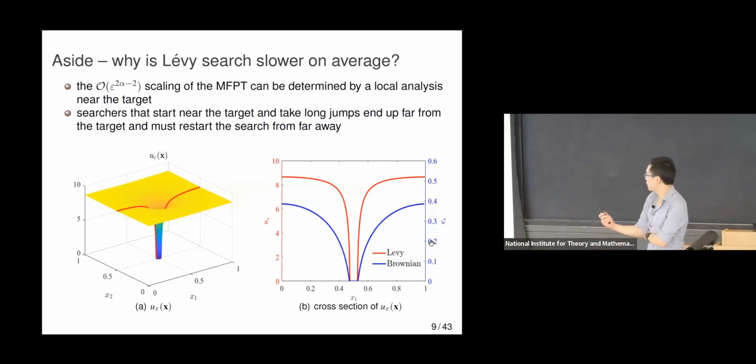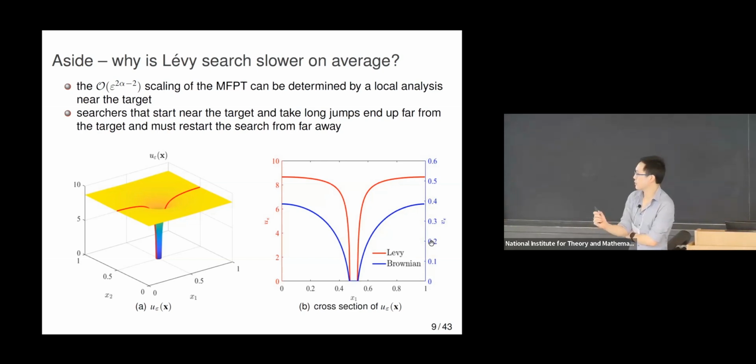Here again, u of x is the expected search time starting from location x. It's obviously 0 when you're starting exactly on the target, which here is in the middle, and then it increases as you start farther and farther away from the target. This is a cross section of the solution with Levy and Brownian, and again u equals 0 at the target. With the Levy, if I move my starting position a little bit away from the target, it increases very quickly, because it's taking some of the average from out here, because you jump out, you're very likely to jump outside. Whereas with Brownian, the increase is much slower.